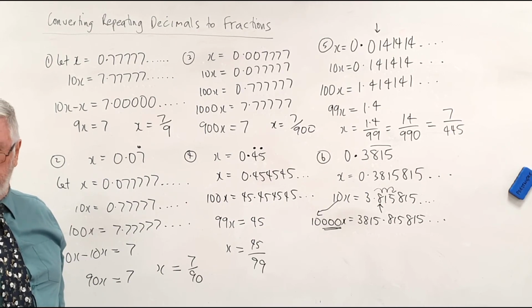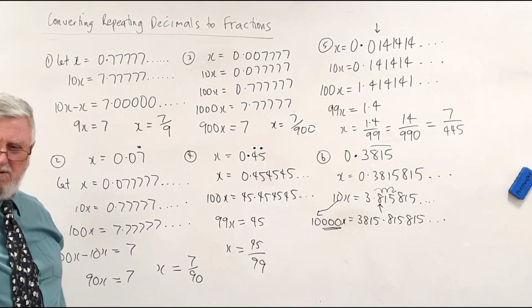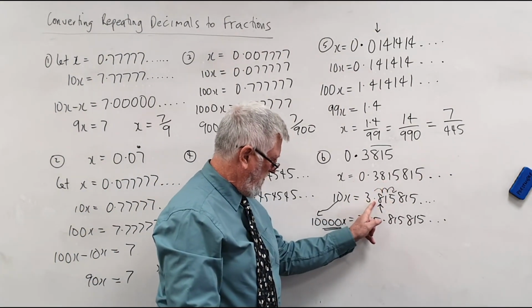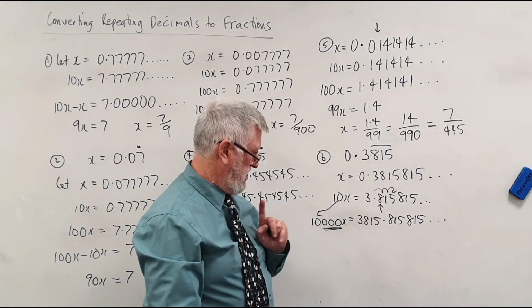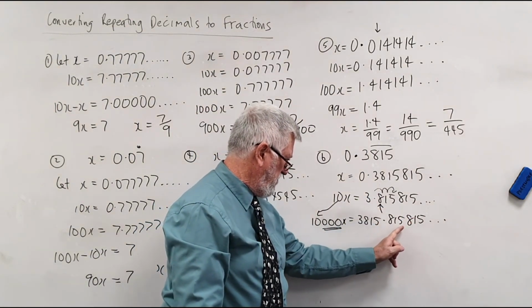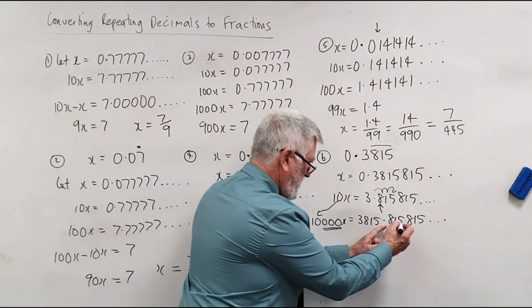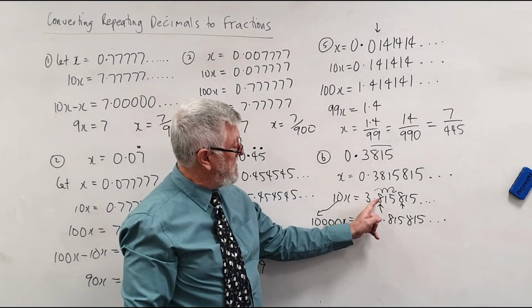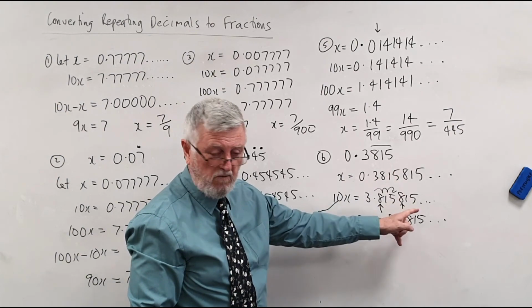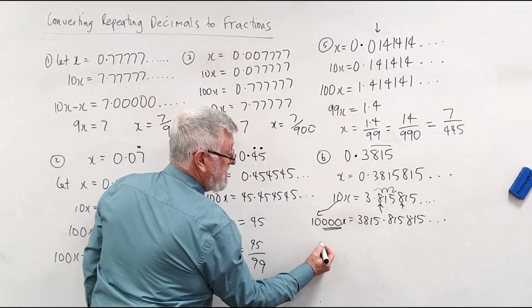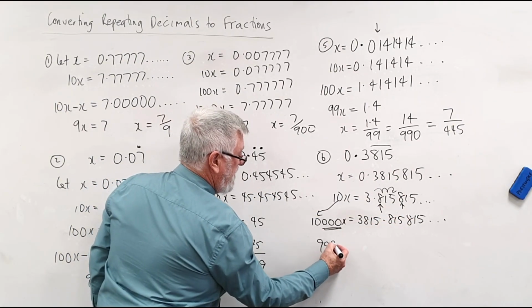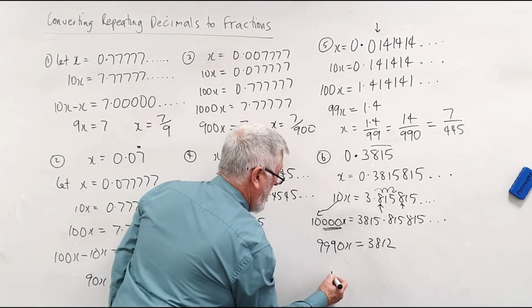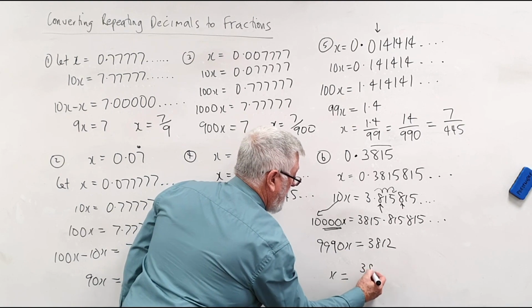And then we can subtract them and see what happens. Now, you ready? We wanted the repeating section to be there, and we got it. And I needed the next repeating bit to be there again. So I wanted this one now to be the new decimal. So how many decimal places did I have to jump? 1, 2, 3. So that is 9,990x equals 3,812. Good. So the answer is 3812 over 9,990.